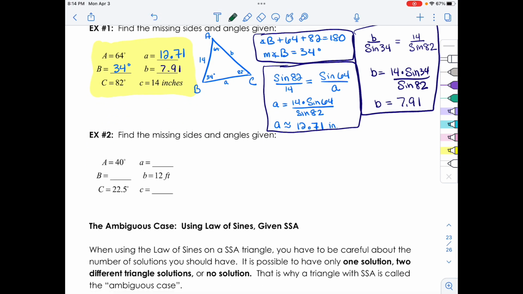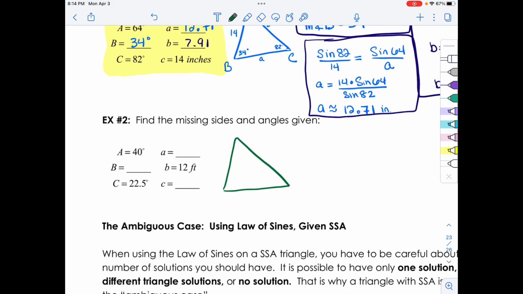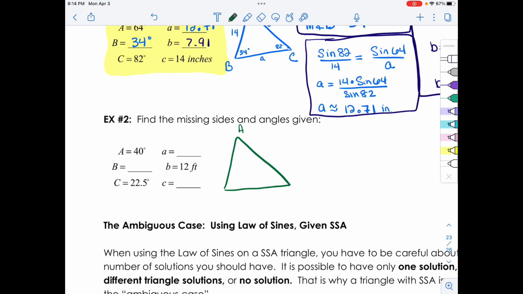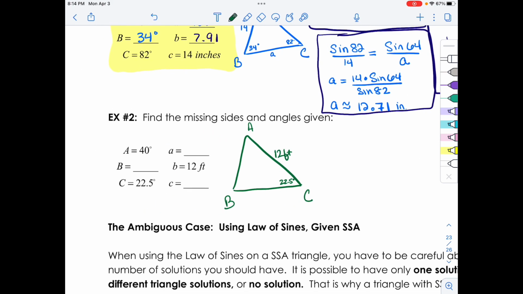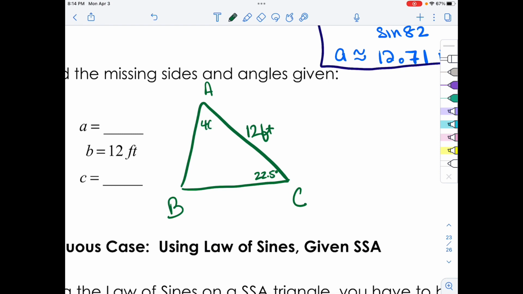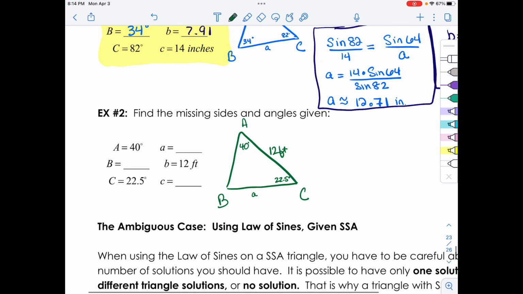Okay, next example. So here's this triangle. Again, not super specific about the shape of it. Label A, B, and C. Across from B is 12 feet. C is 22.5 degrees. And A is 40 degrees. And I'm looking for little a and I'm looking for little c.